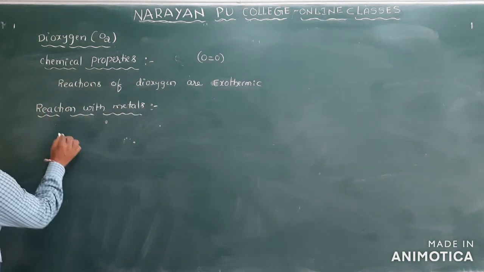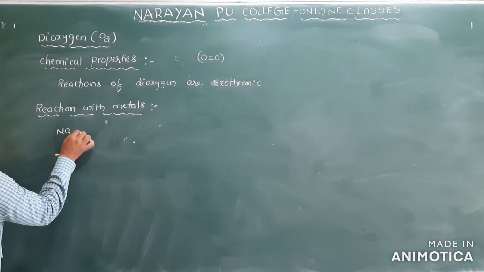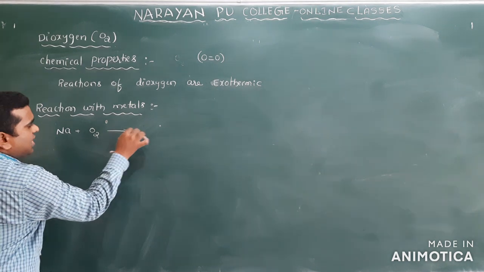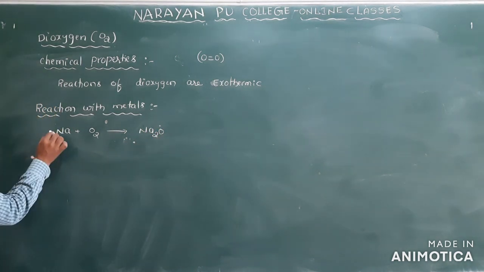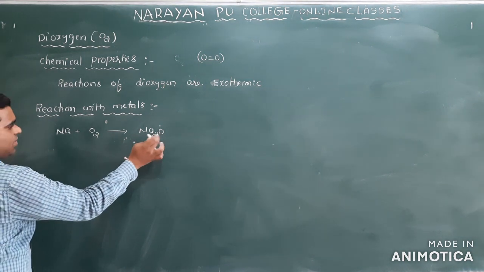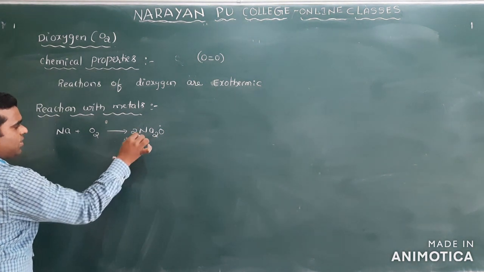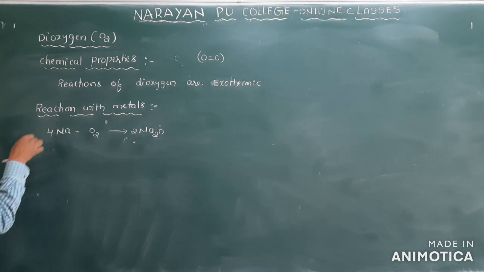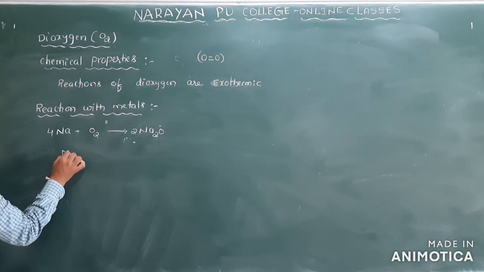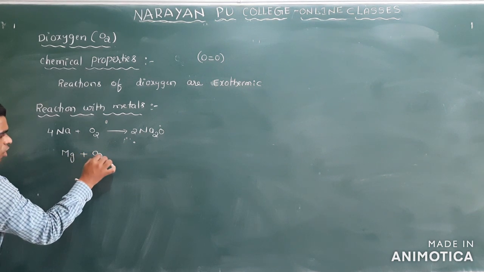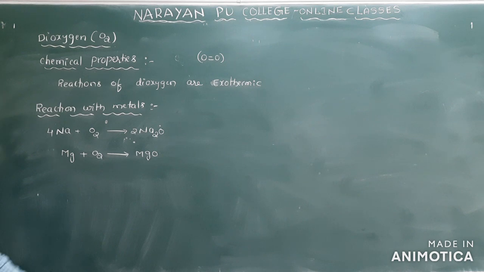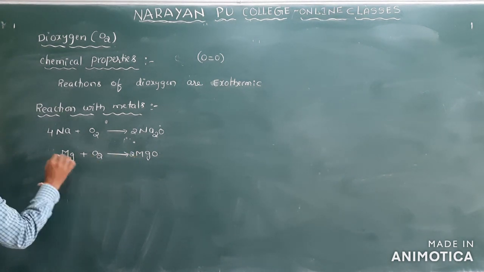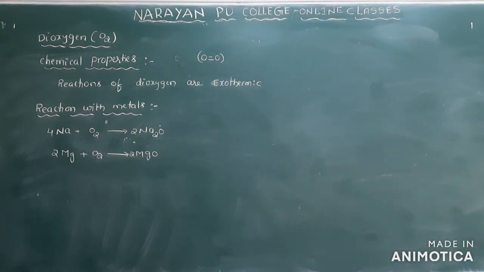Suppose I simply write sodium here. Whenever sodium reacts with oxygen, what will you get? Sodium oxide, monoxide. How many moles do I have to take here? You see two oxygens are there, so multiply this one by 2, then sodiums: 4 are there. In the same way, take magnesium plus oxygen, what will you get? Magnesium oxide. Here two oxygens are there, multiply here by 2 and here by 2.